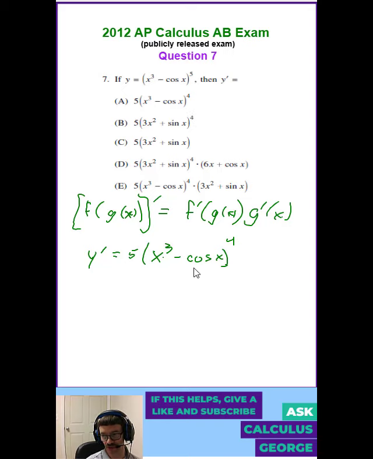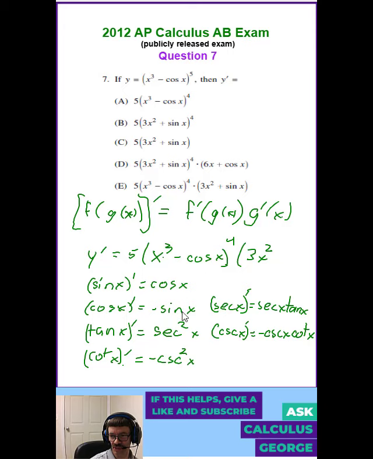So the derivative of the inside function: 3x squared, and you have the derivative of cosine x. Just as a reminder, here are the derivatives of the trig functions. The derivative of cosine is negative sine, so we're going to have minus negative sine, so that's going to end up being plus sine of x. So you can see that answer is E.